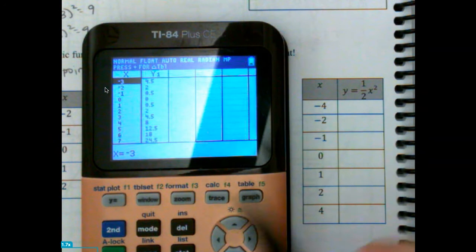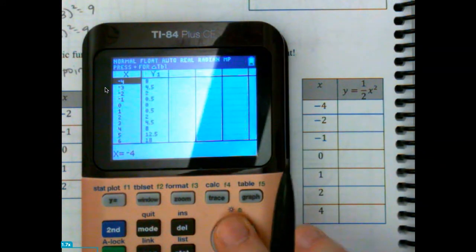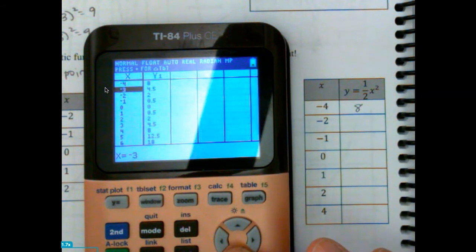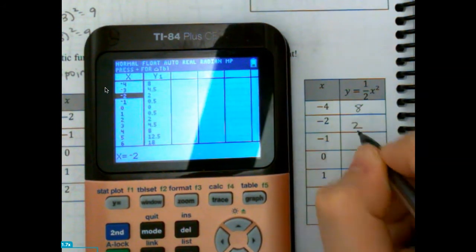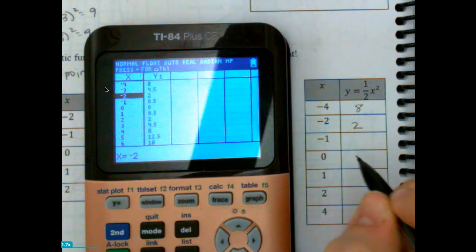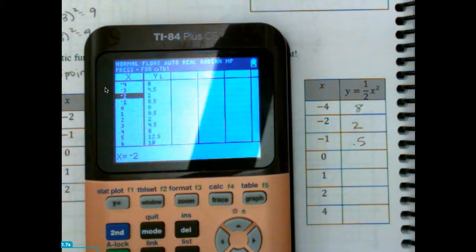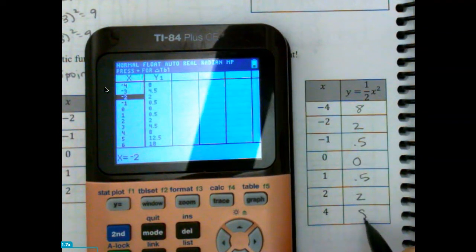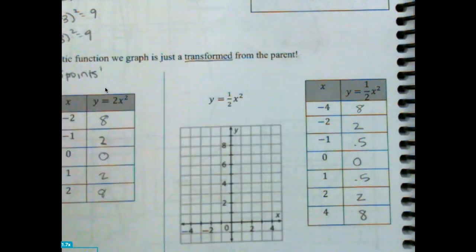Now I have to scroll up to -4, and then it's going to give me my list of values. So I've got -4, 8. I've got -2, 2. -1 is at 0.5. 0, 0. 1, 0.5. 2, 2, and 4, 8. Okay, so there's my points. So I can go ahead and plot them.